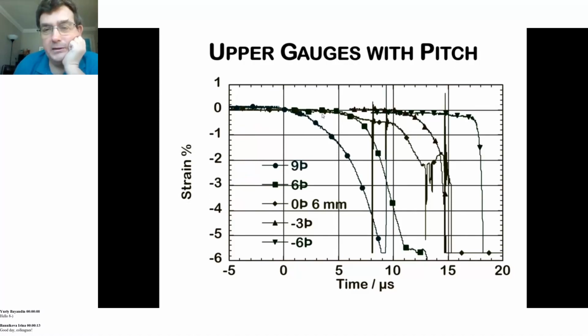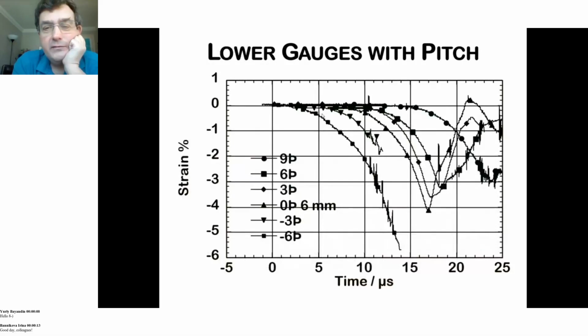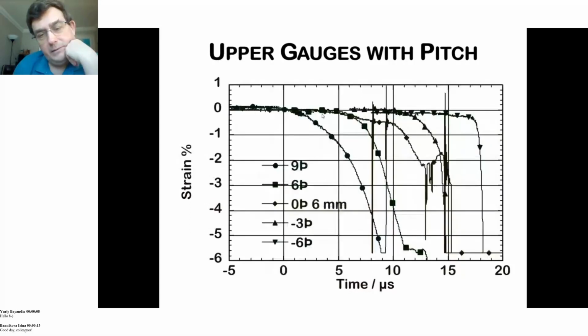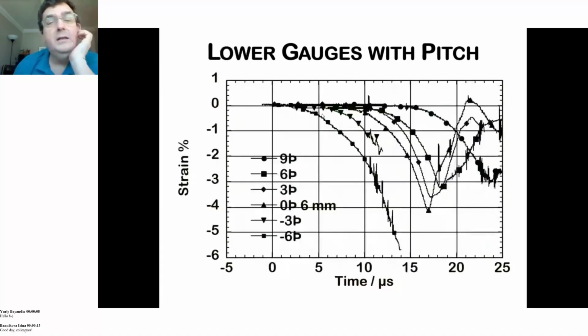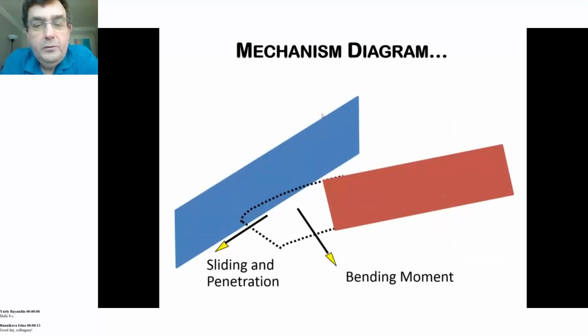So that's on the upper gauge. On the lower gauge, 9 degrees stays flat for a very long time, then goes down, and then -6 degrees goes down quite quickly. So what you can see here, from there to there, is almost a complete reversal in the behavior of the gauges with this angle. What we're showing here is that if you change the angle, you will have sliding followed by penetration through the plate, and the bending moment on the rod will act to bend it away from the target.